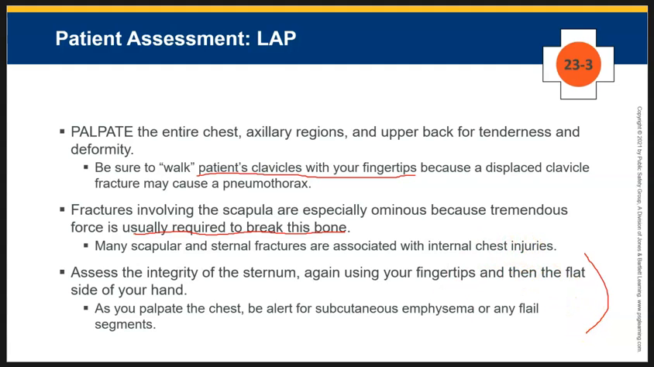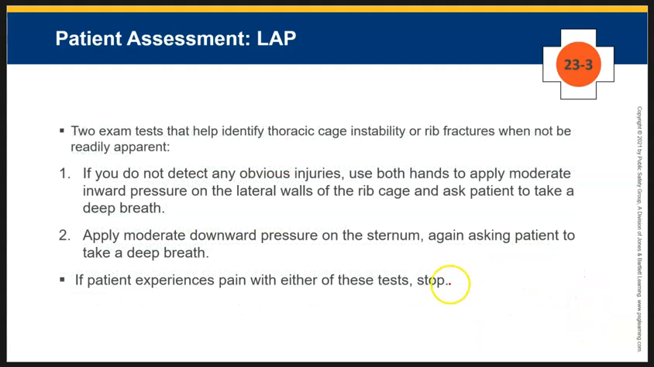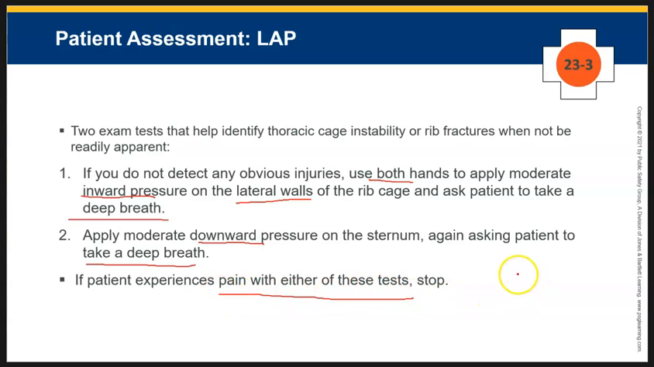And then finally, we can encircle the rib cage with both hands, apply moderate inward pressure on the lateral walls of the rib cage and just have the patient take a deep breath. Again, moderate pressure on the sternum, allowing the patient to take a deep breath. Pain on either one of those tests, stop. So LAP, look, auscultate, and palpate.